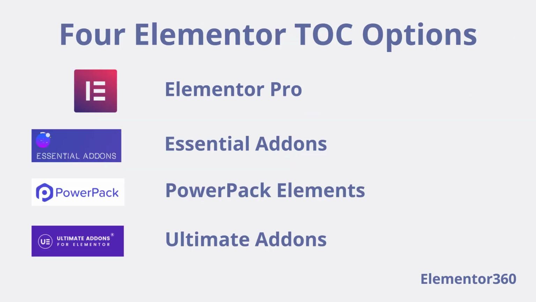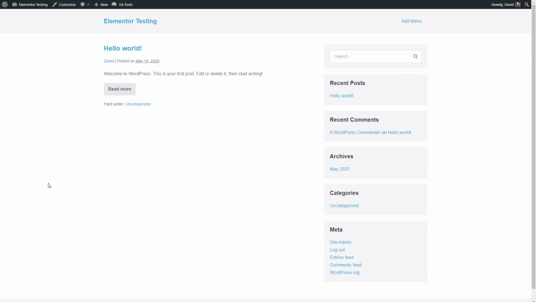The Elementor team, as well as several of the add-on makers, appreciate the benefits of a table of contents, and a widget is included in Elementor Pro, Essential Add-ons for Elementor, PowerPack Elements, and Ultimate Add-ons for Elementor. I'll do a walkthrough and comparison of these 4 options. All of them generate a table of contents from the use of heading tags on the page.